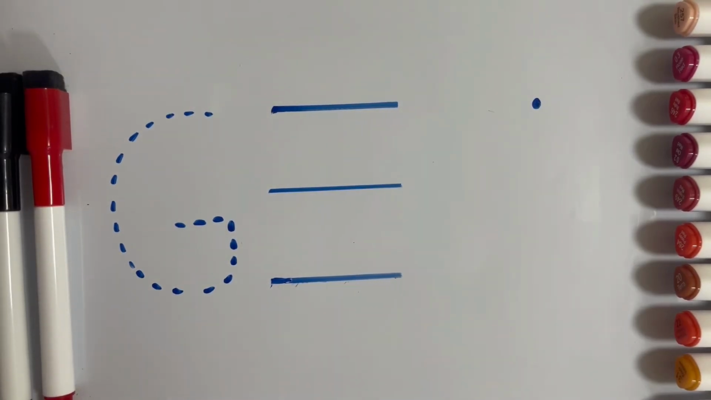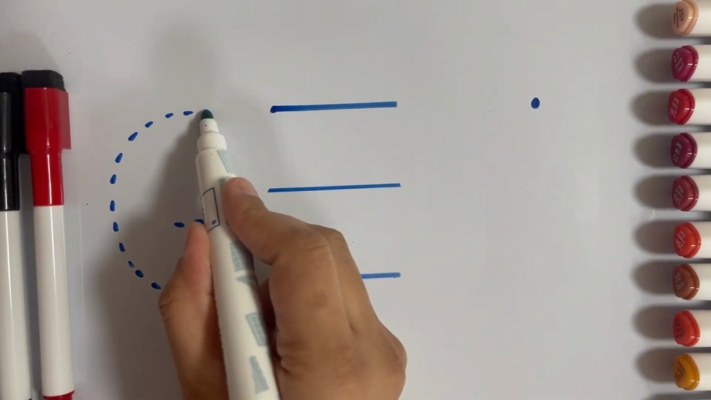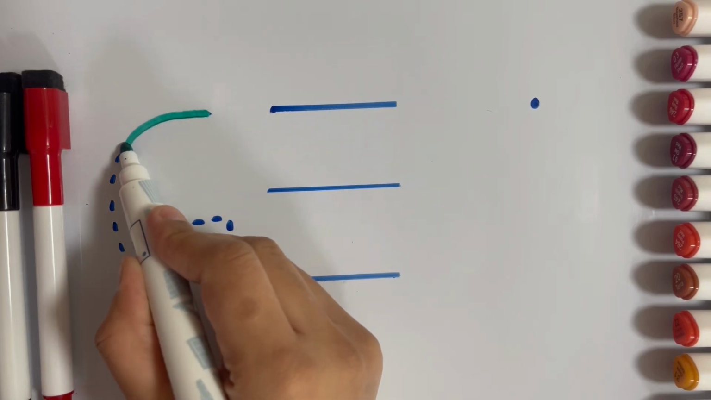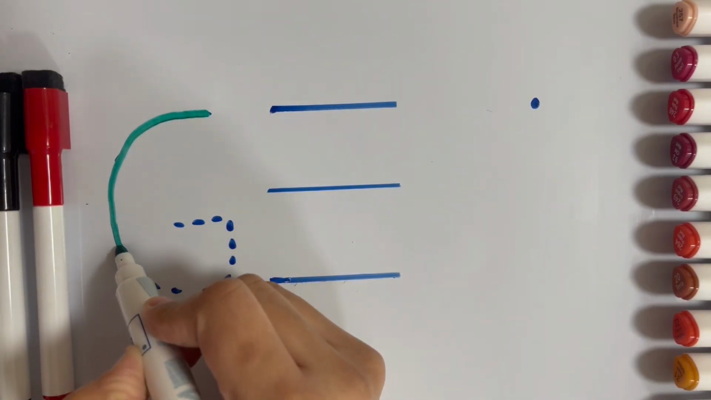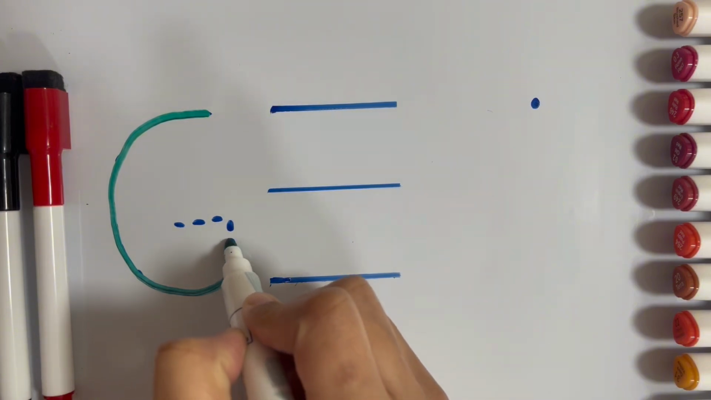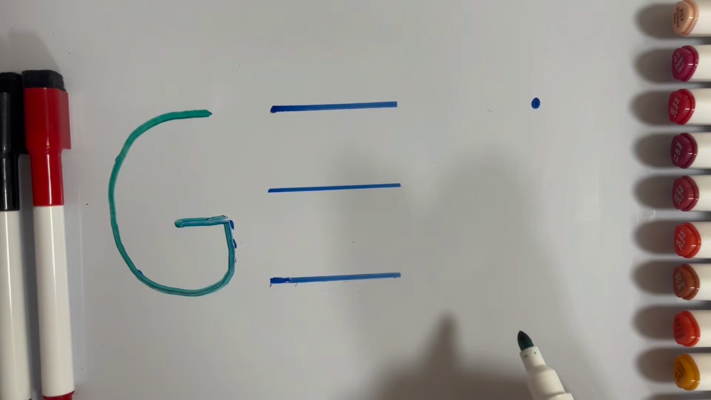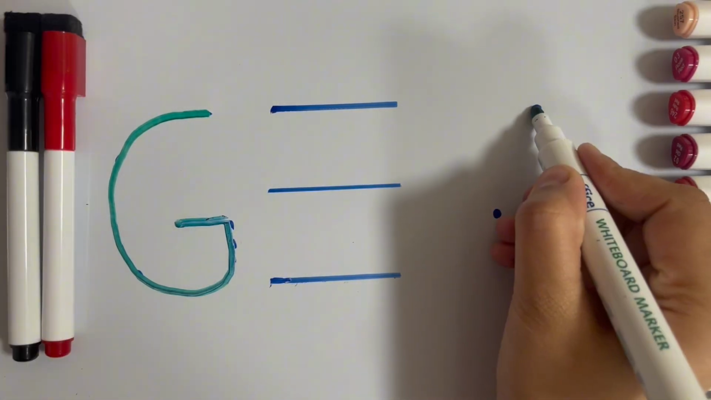Today, we'll learn how to write alphabet G. Let's get started. Draw a big curve to the left. Small line going up, another small line to the left. G. Let's write it again.